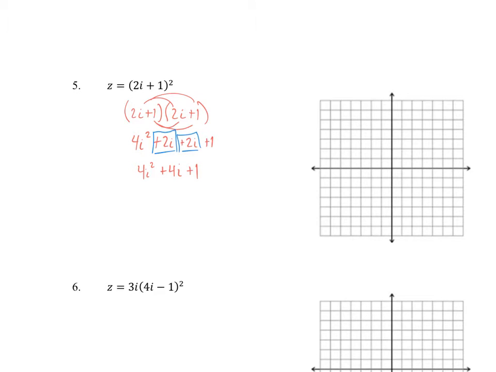The next substitution we're going to make is that 4 times i squared is the same as 4 times negative 1, because we know that i squared equals negative 1. So that's the same as negative 4 plus 4i plus 1. The last thing we need to do is combine our last two like terms into negative 3 plus 4i.